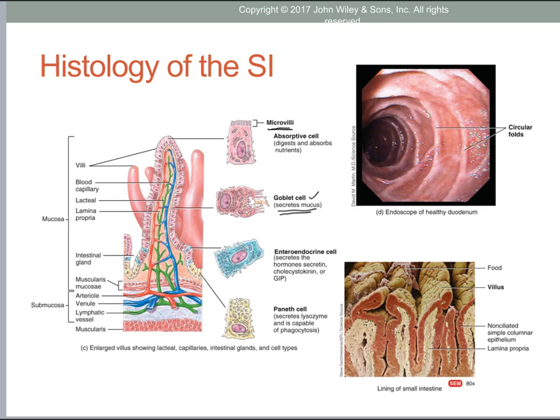And finally, the last cell type we're going to look at are Paneth cells. These guys are very similar to neutrophils in which they're going to provide our small intestine defense against microbes. They do this by secreting lysozymes, which is going to allow this cell to be capable of phagocytosis. So finding any pathogenic structures, bacteria, virus, etc., these guys can come in and gobble them up.